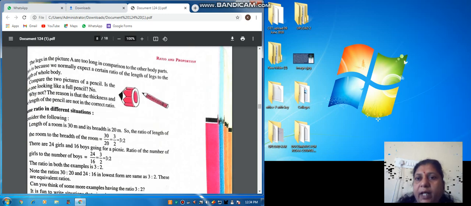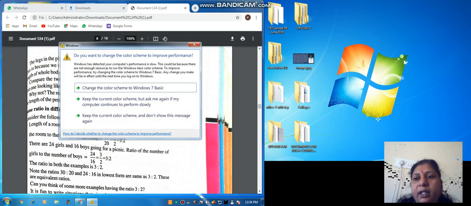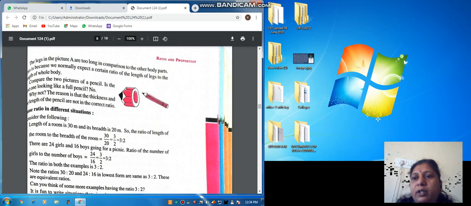Now next, same ratio in different situations. Suppose we have taken the length of a room and the breadth of the room. The ratio of the length to the breadth of the room is 30 upon 20. If we simplify, we get a 3 as to 2 ratio. Right? And in another situation, there are 24 girls and 16 boys going for a picnic. So the ratio of the number of girls to the number of boys is 24 upon 16. If we divide by 8, we get 3 and 2. Okay, so it is 3 upon 2.